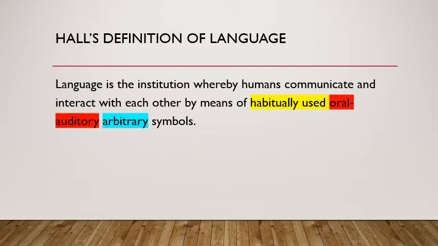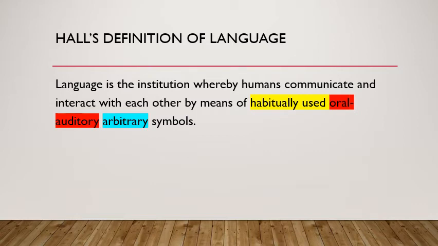Now the next term, oral auditory. It refers to the two organs that we use in the production of language, or what we call speech in English. That is, oral refers to the mouth and auditory refers to the ear. You'll discuss this in detail when you study organs of speech in your phonetics class, but just keep this in mind.